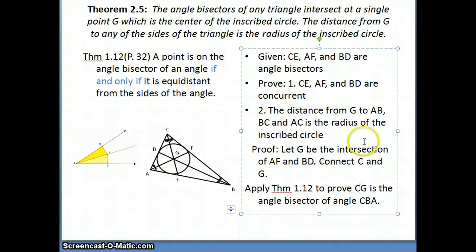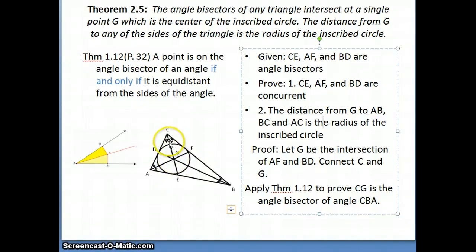So the idea is this: instead of drawing the angle bisector of angle C and showing that it also passes through the intersection G, we connect C and G, and we prove the CG. So if we connect C and G and extend it, CG must go through this intersection point G. And then we try to prove CG is also the angle bisector of angle C. So that means all three angle bisectors intersect at the same point G.